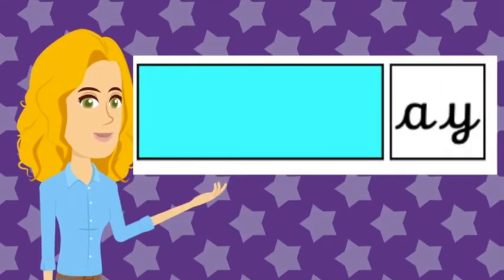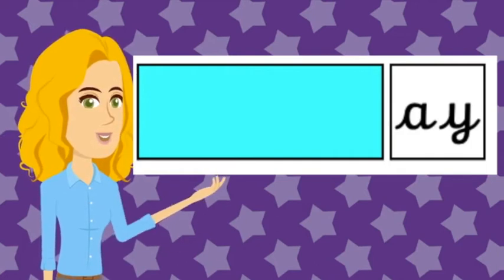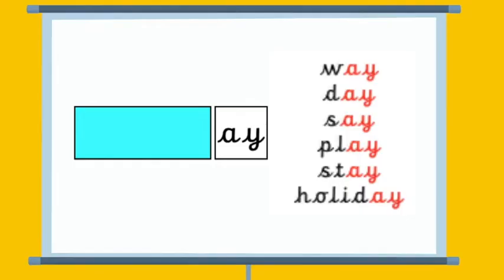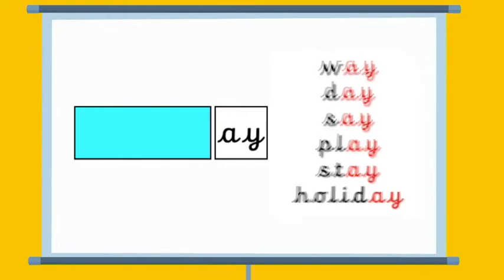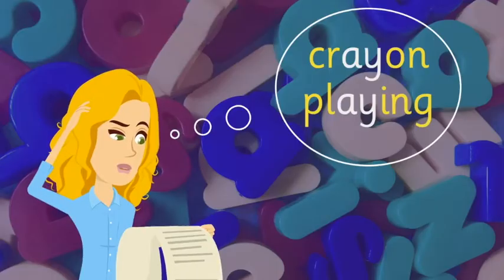In Year 1, when children begin Phase 5 phonics, the first and most obvious alternative spelling that they need to learn is that AY is an alternative to AI, and it usually comes at the end of words. Words like way, day, or say, or longer words like play, stay, or holiday. Try to avoid exception words like crayon, or words with suffixes like ing in playing, just because to start with, they can make it really confusing for the children.